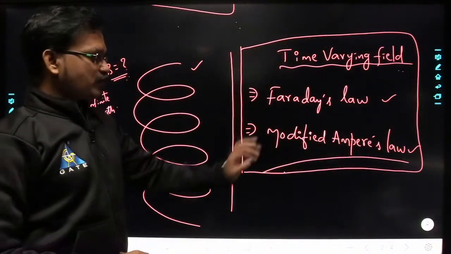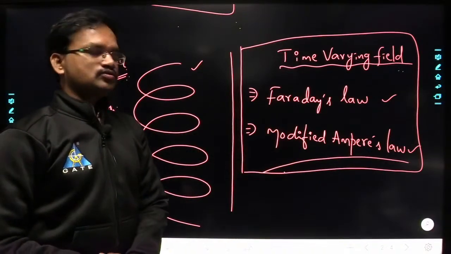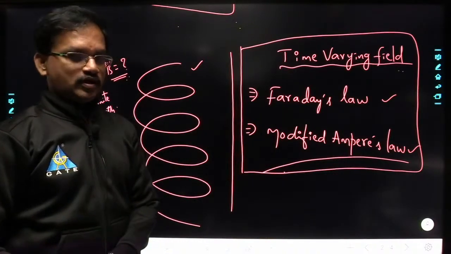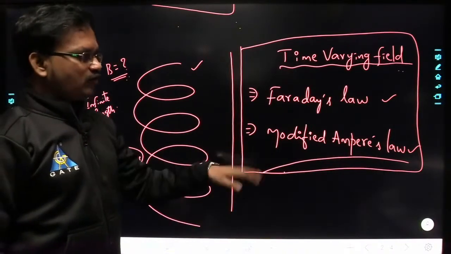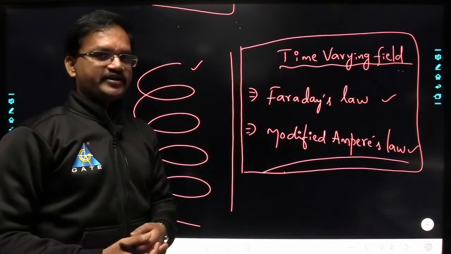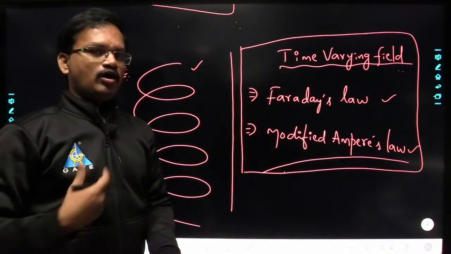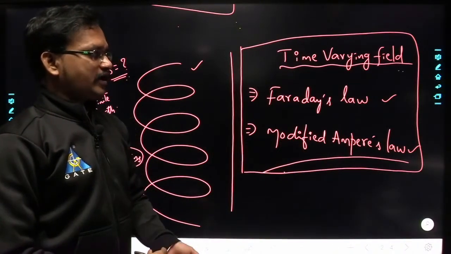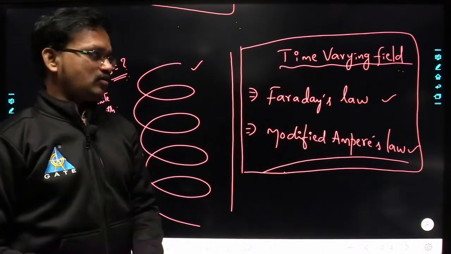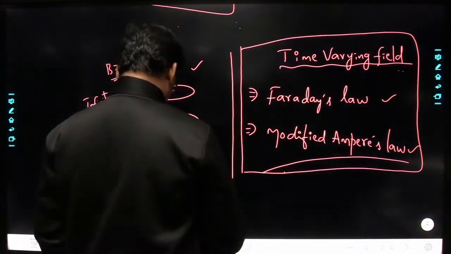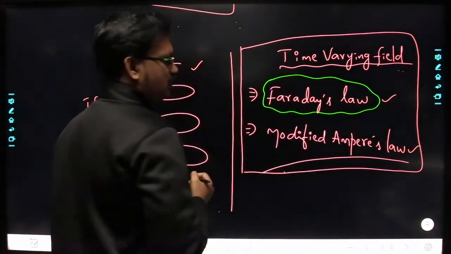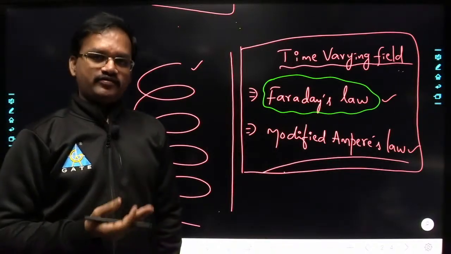Once we complete these two, we will enter into uniform plane waves. Here we will see how Maxwell predicted the existence of electromagnetic waves. All these things we can easily understand once you understand Faraday's law and modified Ampere's law. I will also try to explain most of the applications of Faraday's law, so that most of the electrical students will get benefited.